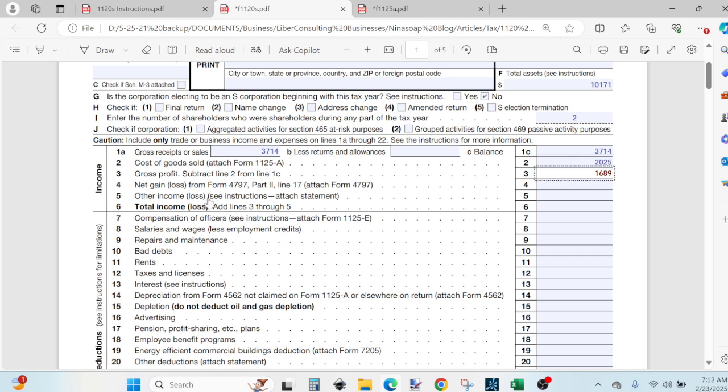And then you have other income or loss. Attached statement will go on line 5, and then you have your total. So the total is going to be to total line 3 all the way to line 5 and add it there, and here is going to be 1689. So that is the total income.